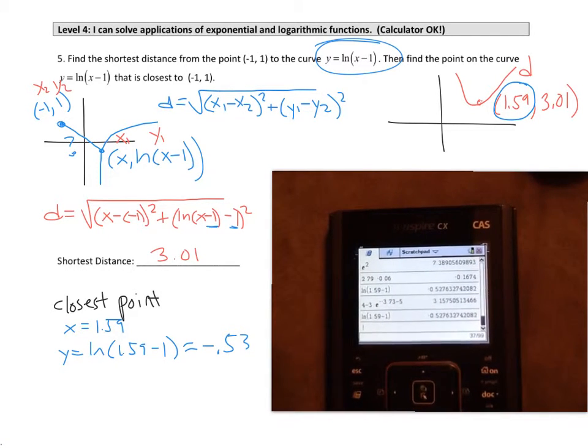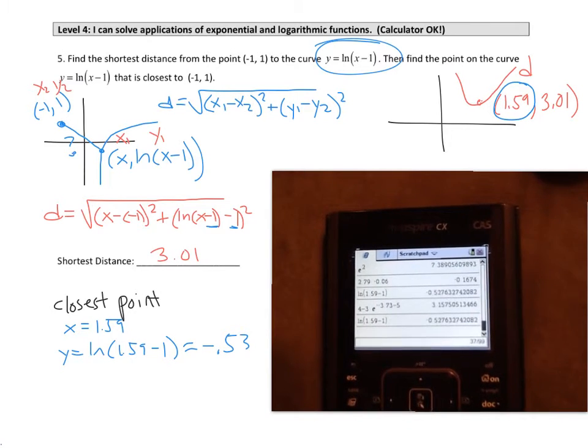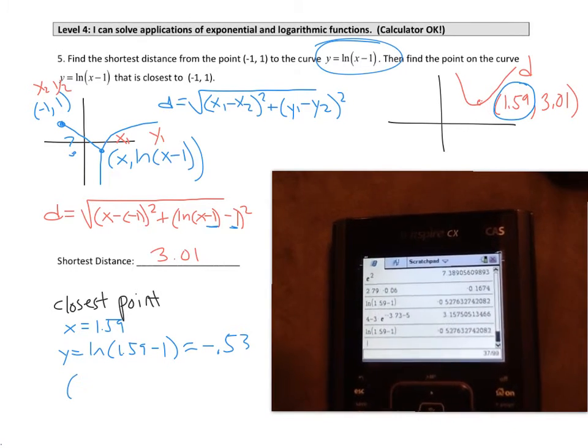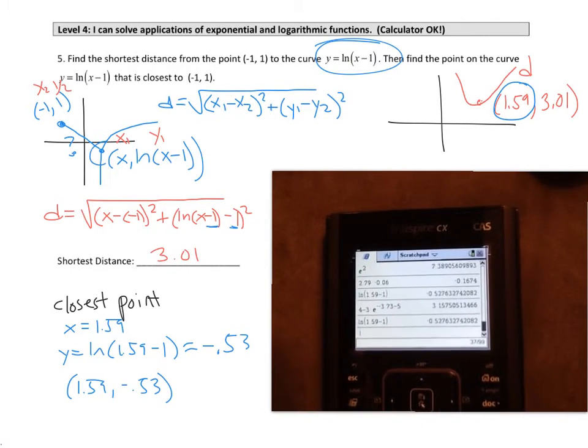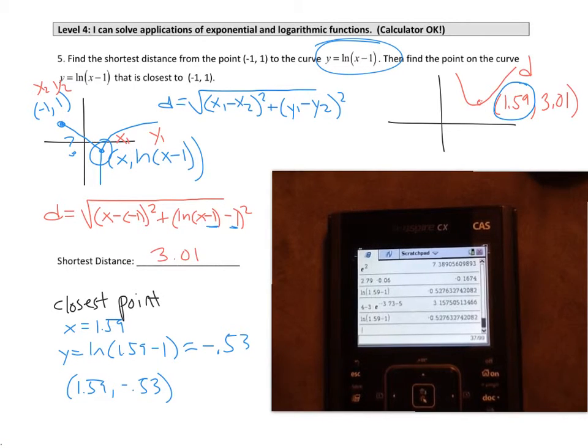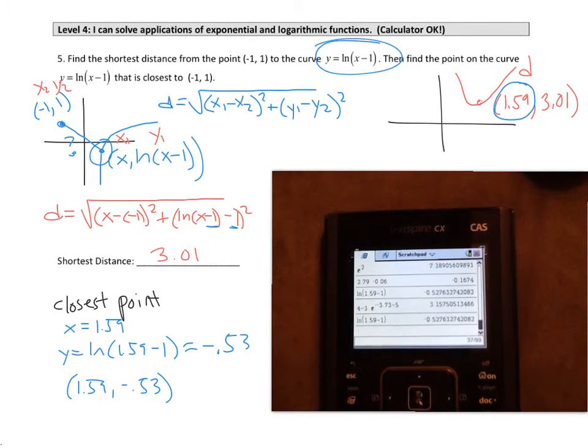So the closest point is, the coordinates are 1.59 and negative 0.53. That's our unknown point on the graph that's closest to the point negative 1, 1.